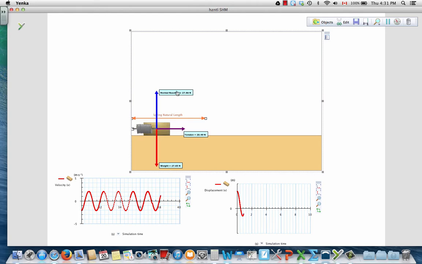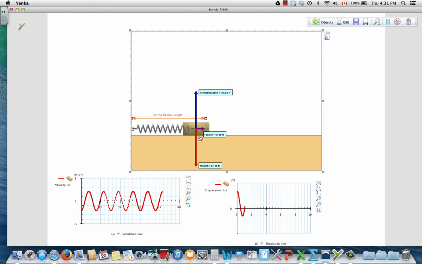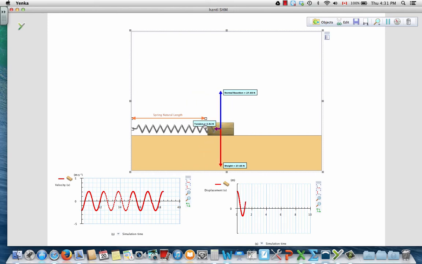Notice that the weight and normal force aren't changing and are basically equal to each other. Notice the tension force goes to 0 right there at the natural length of the spring.